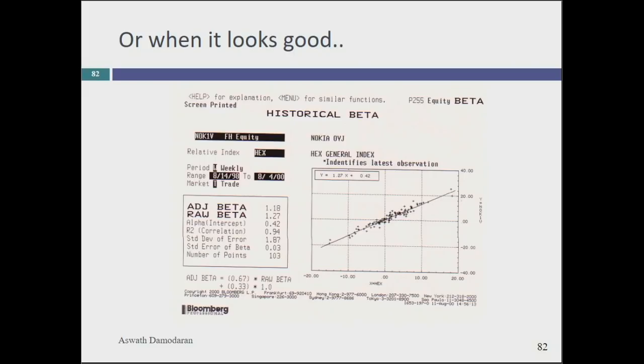It's the HEX. I didn't even know there was an index called that; I thought it was a witch's curse until I ran this regression. The HEX is the Helsinki exchange. You're saying, what the heck is Bloomberg going to Helsinki for? Nokia is a Finnish stock, so it went to Helsinki.